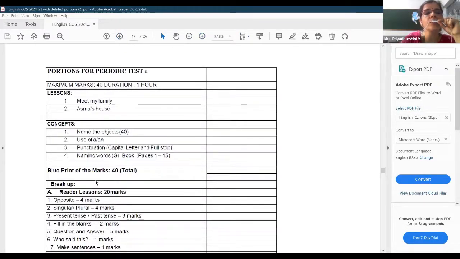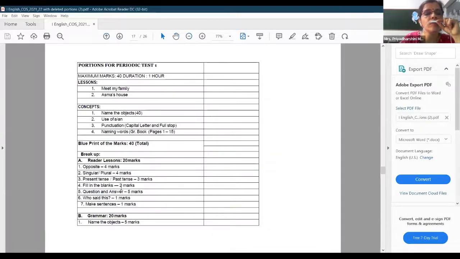Lessons, concepts, and blueprint of the marks also will be given here. I will talk about this tomorrow. Okay, in the assessment session I will do this. So the breakup also will be given there. See what type of questions to take: opposite, singular, plural, present tense, fill in the blanks, question answers, who said this, make sentences. See, all these things we are giving as part of the classwork notes, and we will be testing them also.